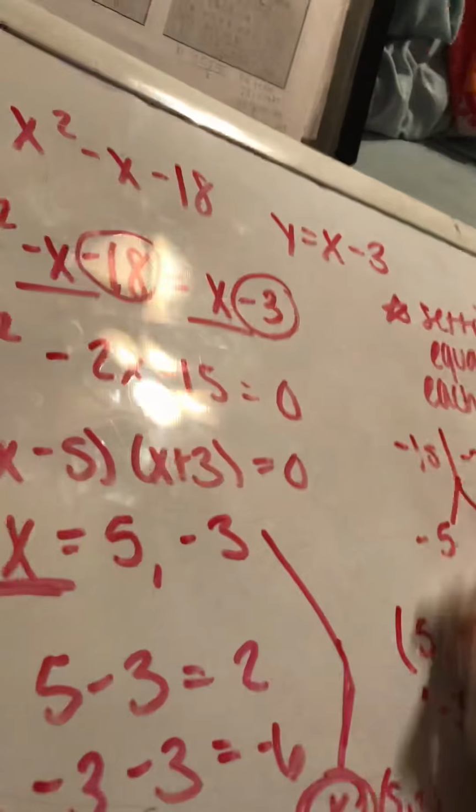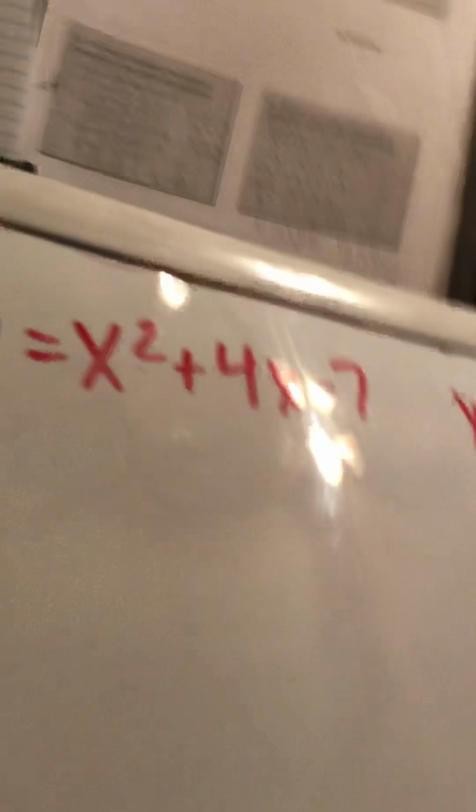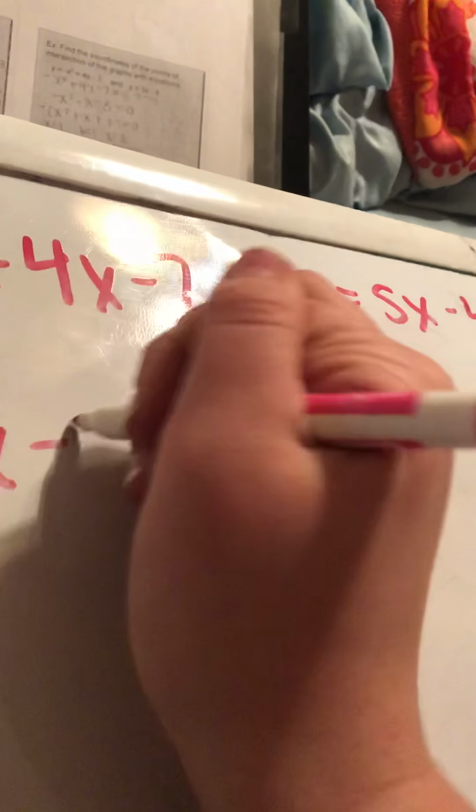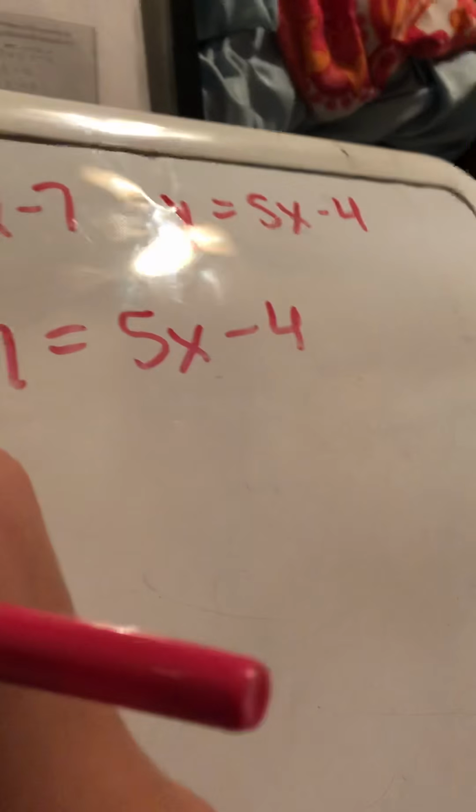So you're going to do that for every problem, but I'll go ahead and do the next one and explain it, because the next one is a little different. You have y equals x squared plus 4x minus 7, and y equals 5x minus 4. You're going to do the same thing: x squared plus 4x minus 7 equals 5x minus 4, and get them all on one side.